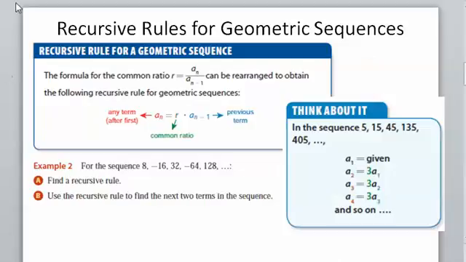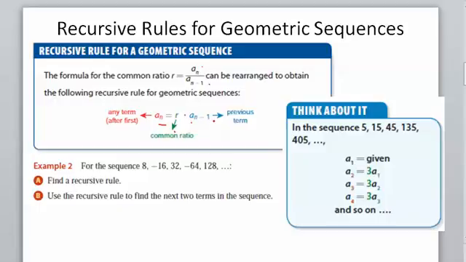Okay? So let's see what we come up with here. It says the formula for the common ratio is a sub n divided by a sub n minus 1. You can do some rearranging on this, and what you wind up with is this formula right here. It says a sub n is equal to the common ratio times a sub n minus 1, the previous term.